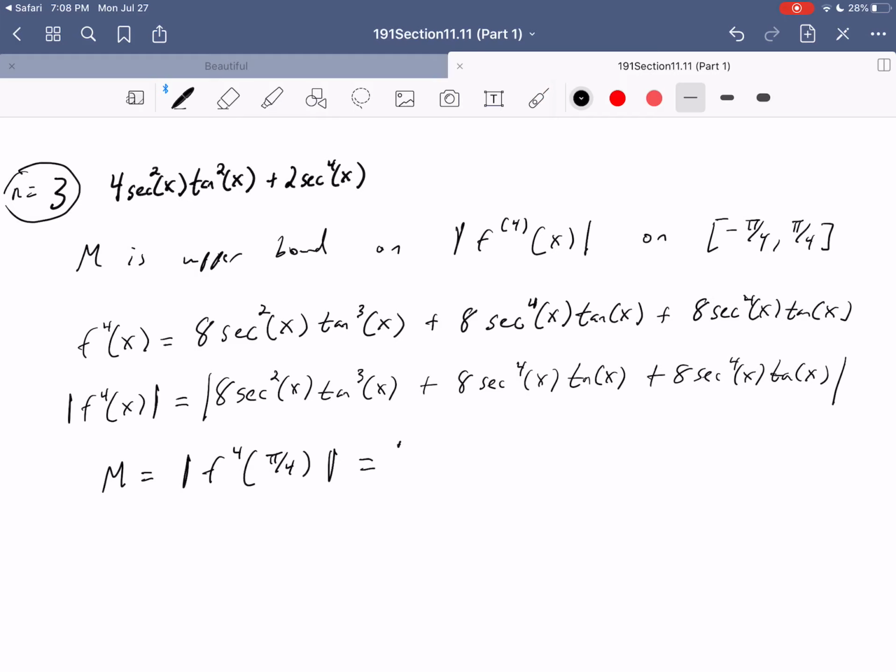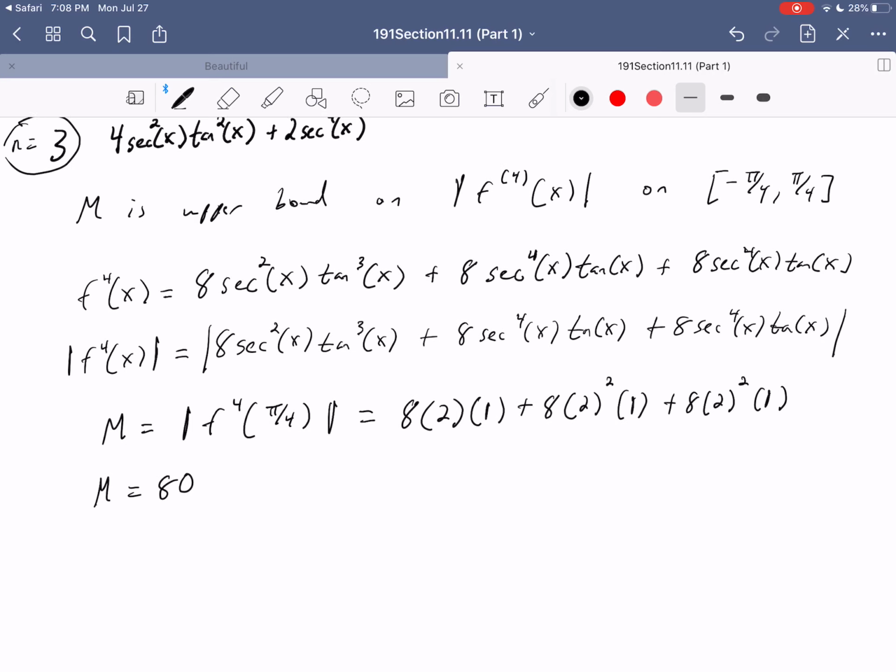So we're going to get, all of this is going to be positive, so we don't need our absolute value bars. 8 times 2, because root 2 squared is going to be 2, times 1 plus 8 times 2 squared times 1 plus 8 times 2 squared times 1. So we put all that together. That looks like it's going to be 16 plus 32 plus 32. Looks like we should get m equals 80 here. So our m needs to be 80.